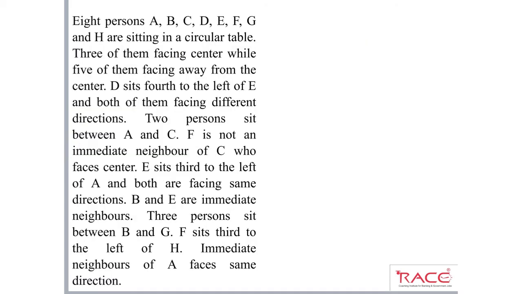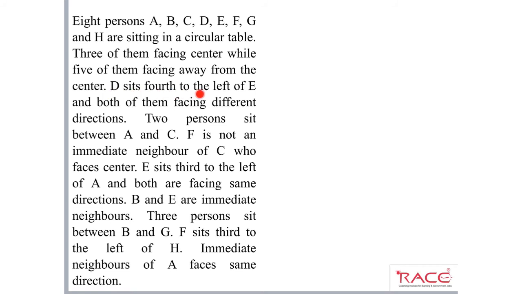Now this is the third question we are solving here, and in this we have 8 persons again and they are sitting in a circular arrangement, but in this case 3 persons are facing center and 5 persons are facing away from the center. Okay, so first we should write the information here and after that we can solve this question. So let's write down the information one by one.